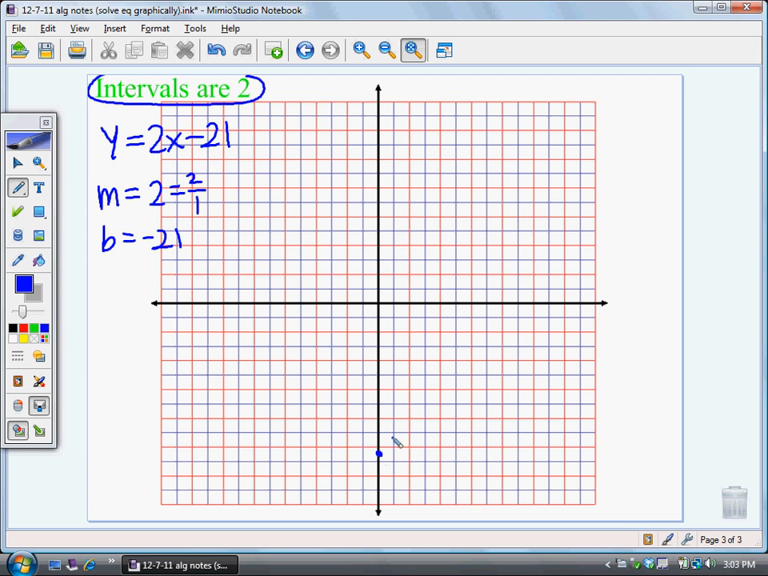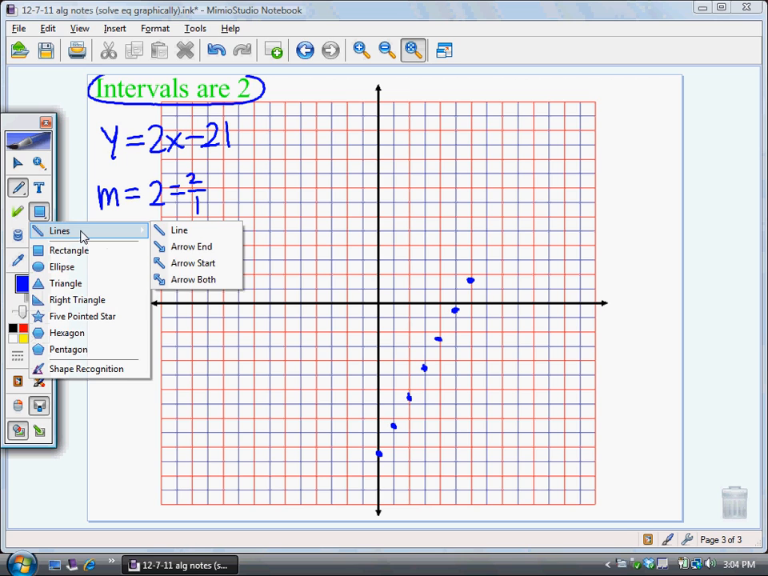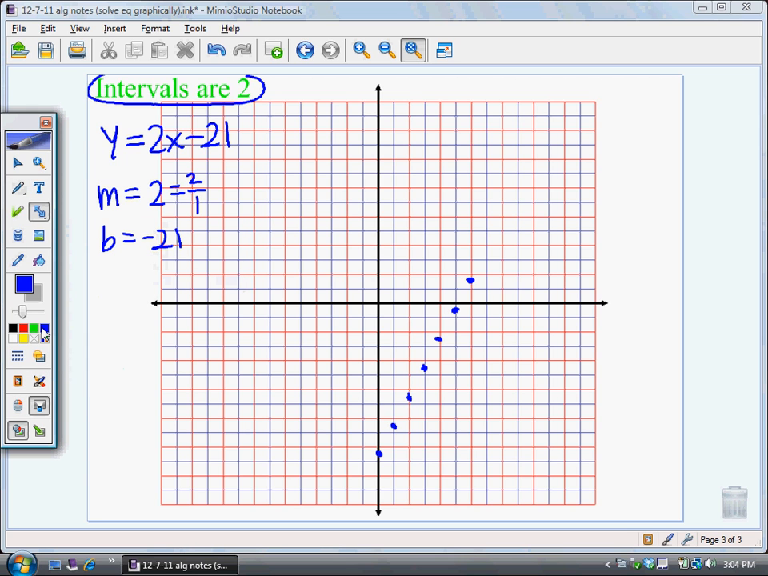So we'll go up 2 and right 1. Up 2 and, oops, didn't do that quite right. If our intervals are 2, let's do up 4 and right 2. Up 4 and right 2, up 4 and right 2, and we could keep on going. And we'll draw a line here.